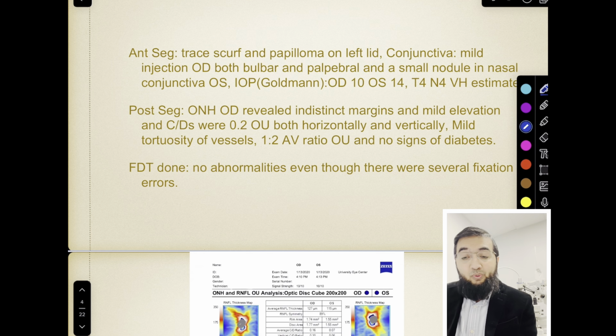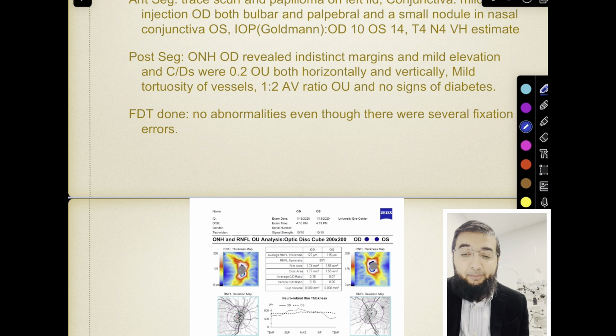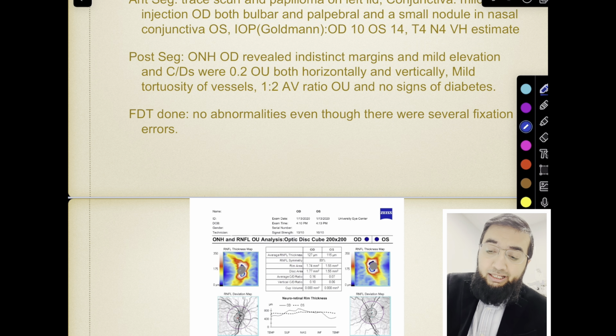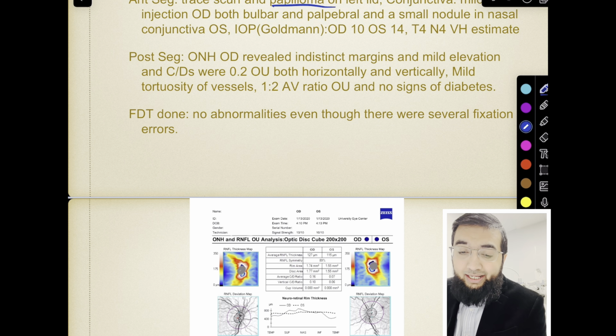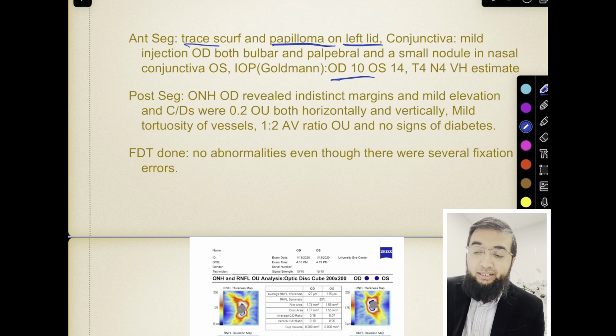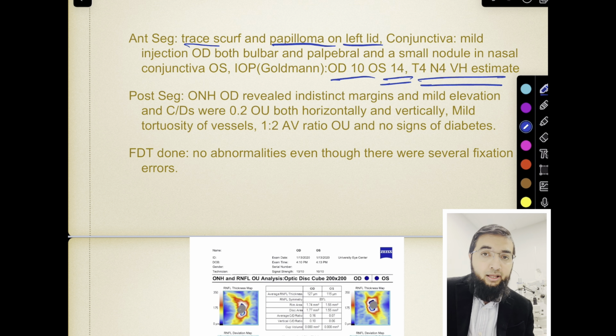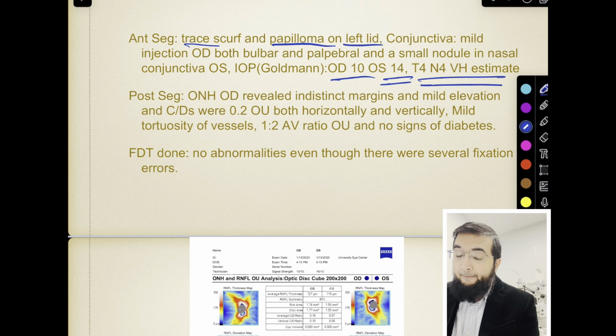Okay, so when we look at the anterior segment, in the front part of the eyes, things are pretty consistent. She has a little bit of papilloma in the left lid, some scurf in the lids, mild injection in the eyes, and overall the pressure is perfect. 10 right eye, 14 left eye. Angles are really good, wide and open angles on Van Herick estimates. But things start hitting in when we look in the back of the eyes.